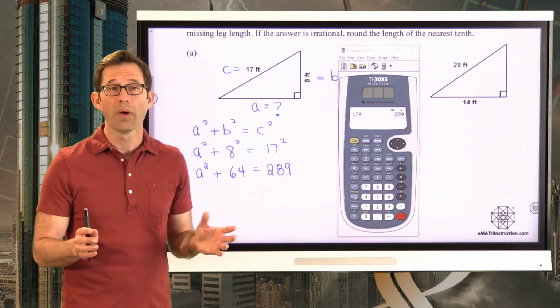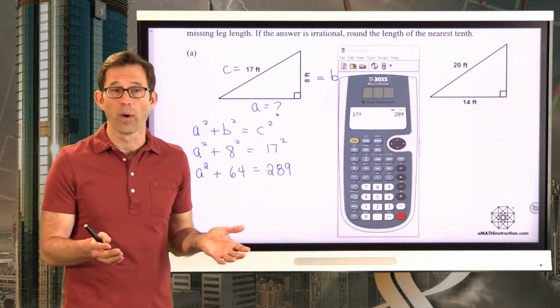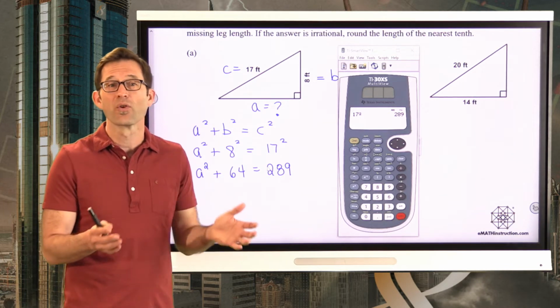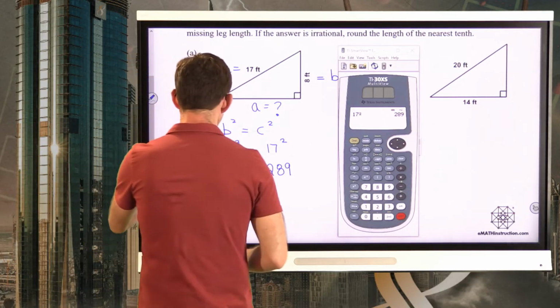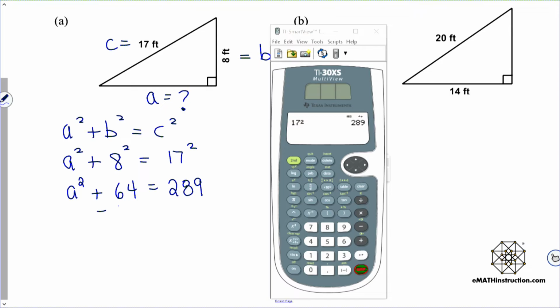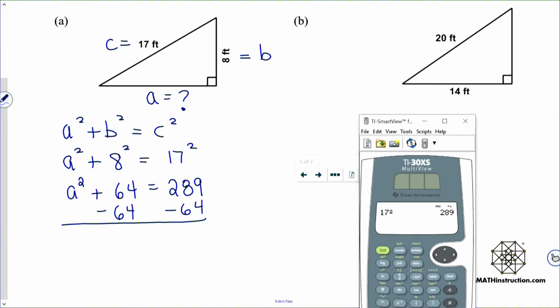When we're solving for the hypotenuse, the C squared is by itself anyway, right? There are no other letters with it. But here, for either A or B, we've got to get rid of this 64. So I'm going to subtract 64 from both sides. Again, I could do that on my calculator, or I could just do it in my head. At least in this case, I can do it in my head.